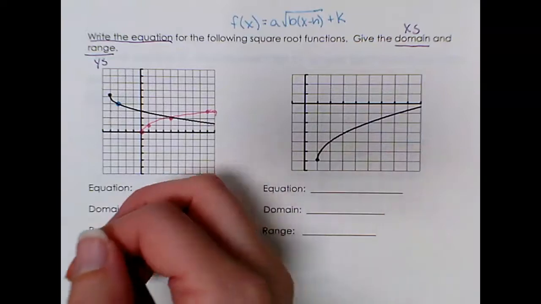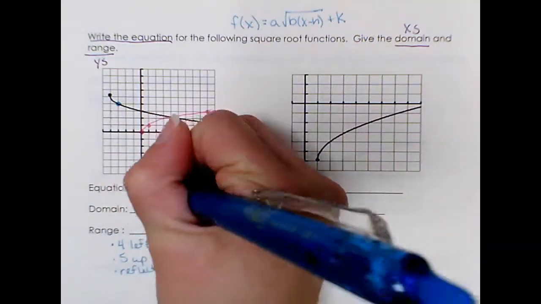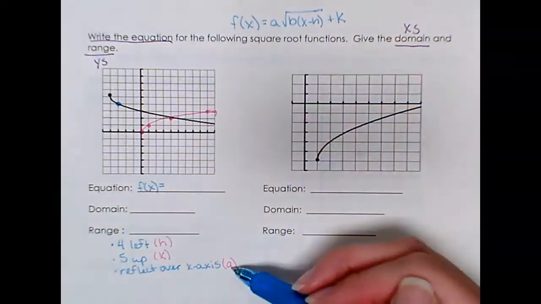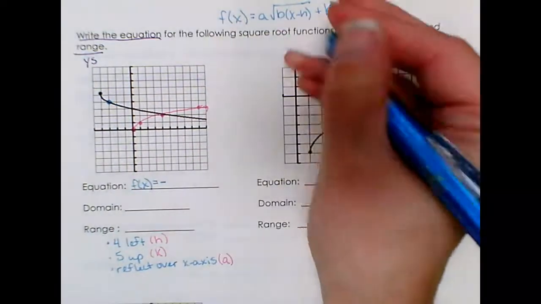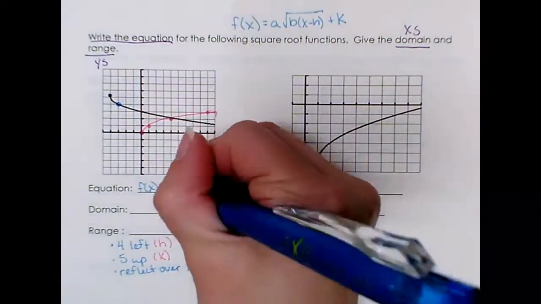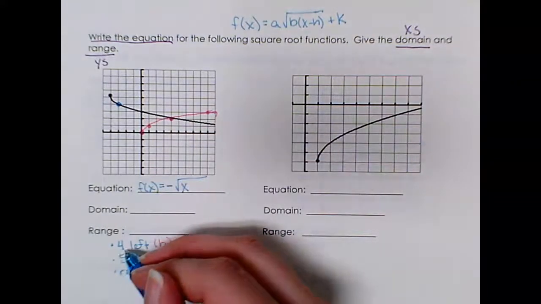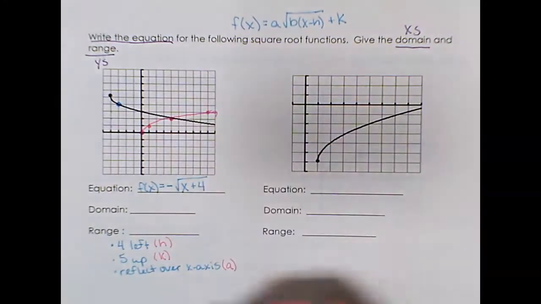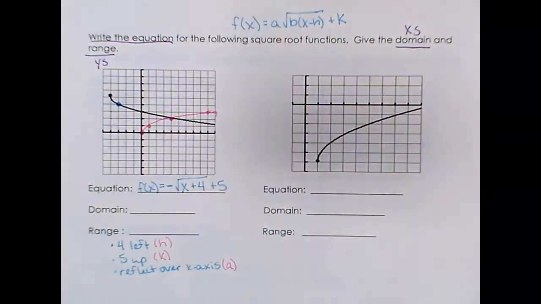Our equation will be f of x equals, the a value was a reflection over the x-axis, so it's a negative. There was no b value other than a 1 that's usually there. Our h value, if we shift left 4, then that's a plus 4. And then our k value was shifting up 5, so that's a plus 5.